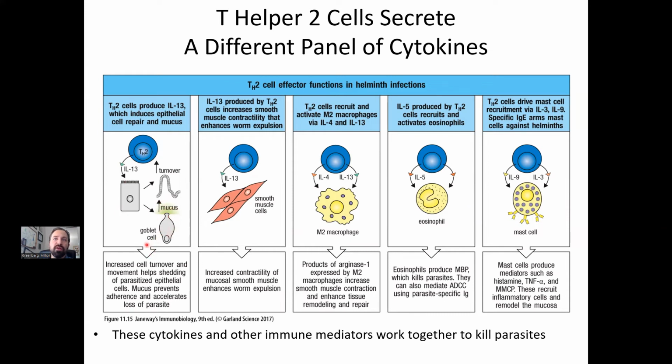That mucus from the goblet cells will help prevent adherence of the parasite to the tissues. That IL-13 is going to be acting on the smooth muscle to help expel that worm. You're going to be changing the macrophages to help with tissue remodeling and repair. You're going to be activating different allergic cells like eosinophils and mast cells, and all of those are going to help release things like histamines. And what those will do is help to mediate allergic responses and to kill those parasites ultimately.